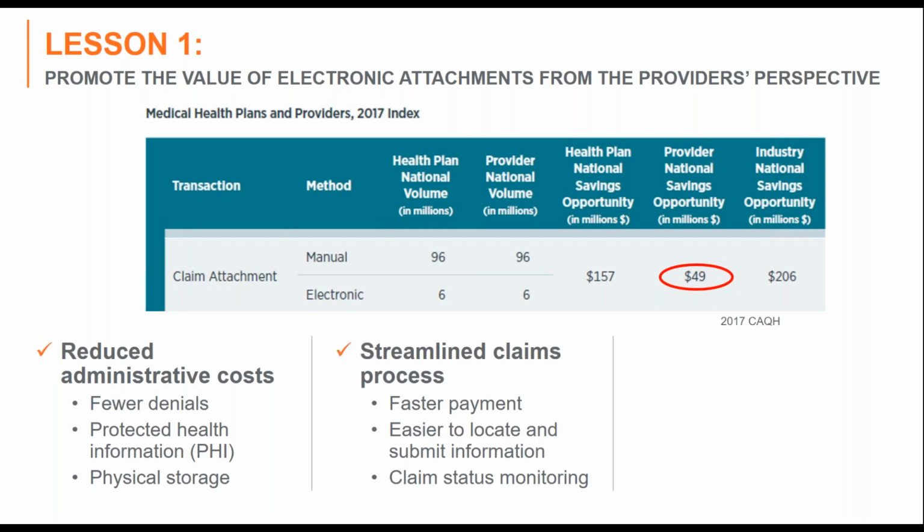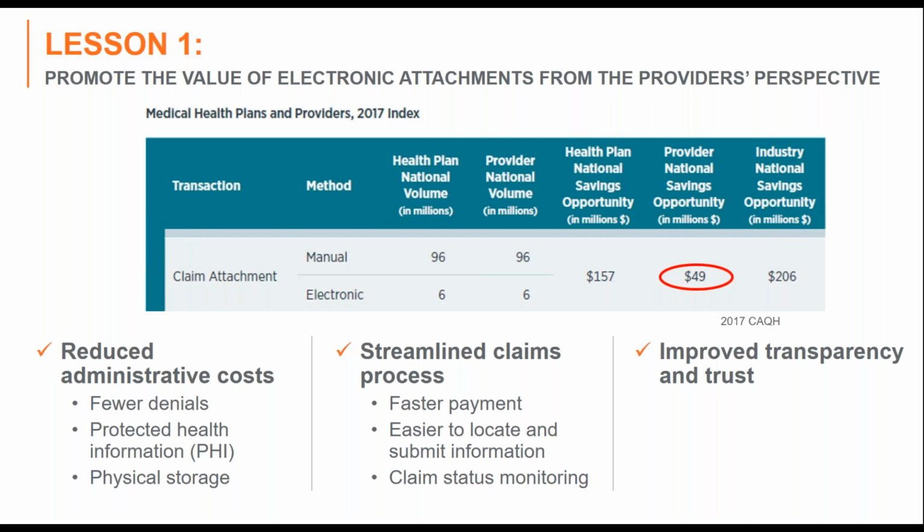Second, when you look at how we're going to streamline the claims processing of attachments or claims that require medical attachments, you're talking about faster payment, easier ways to locate and submit information, and then being able to get better claim status monitoring. All of those things then lead to improved transparency and trust with the provider community. So these areas in which you promote the value really lead to that improved trust, break down the walls between health plans and providers. Providers feel like health plans see and appreciate some of the administrative burdens that they have and are more willing to adopt these processes.